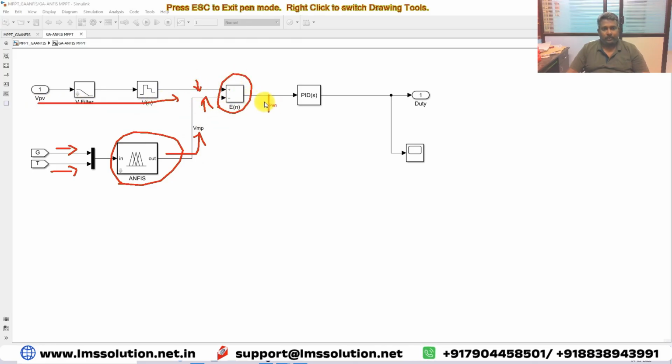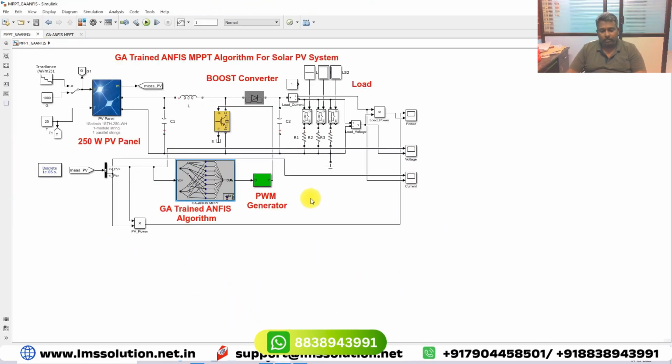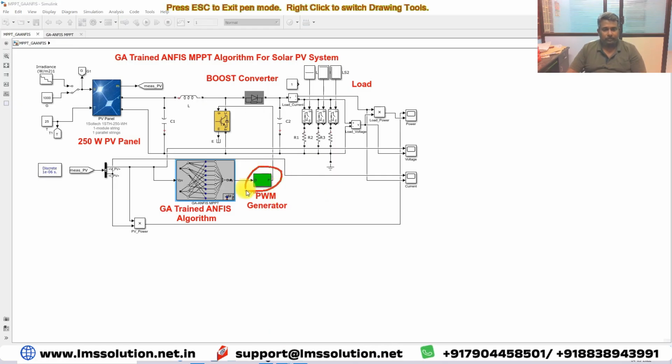Both are compared here, the actual PV voltage and the voltage at the maximum power point. After that we get the error voltage, which is processed via the PI controller. This PI controller generates the duty cycle, which is processed via the PWM generator. The PWM generator generates the pulse for this IGBT in order to control the boost converter to extract the maximum power of the PV. This is the implementation of the GA trained ANFIS algorithm.